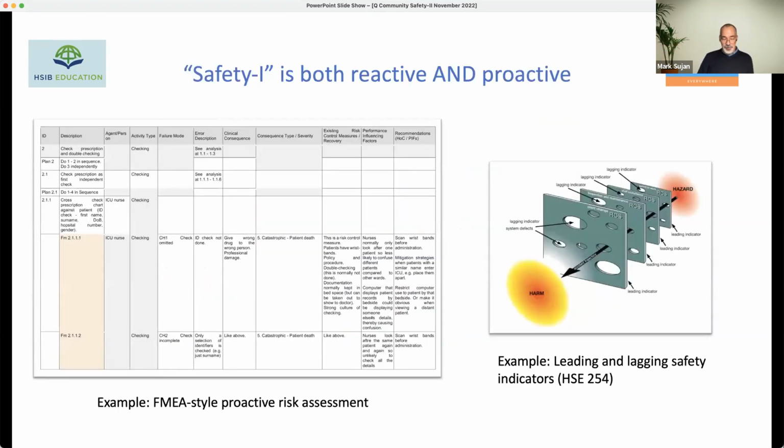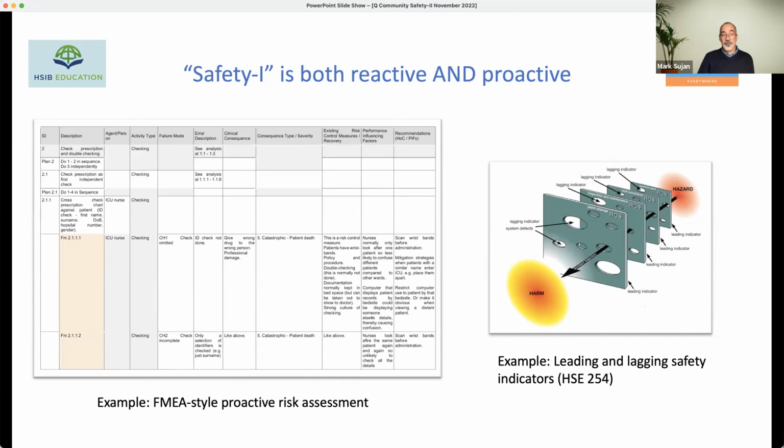The other frequent misrepresentation, I think, is that safety one is characterized as being entirely reactive. Sometimes people say safety one is all about learning from accidents, or being reactive, coming into play only after something has gone wrong. Again, I think that's not quite accurate, because many of the methods and theories which I presented earlier are actually very proactive in many ways.